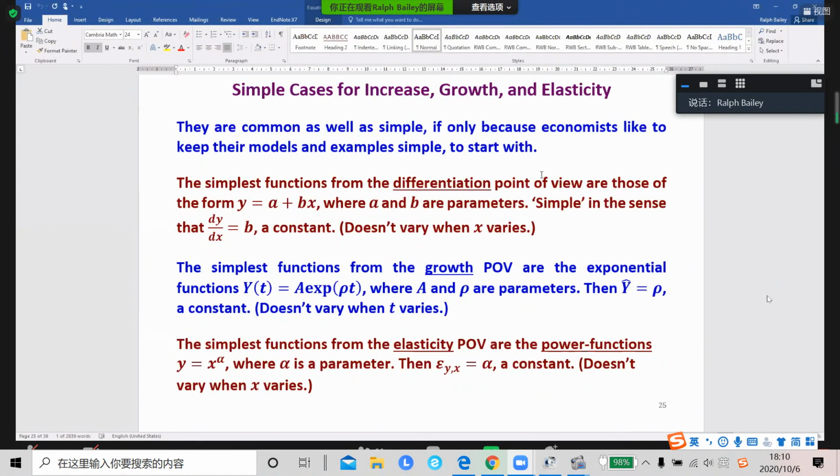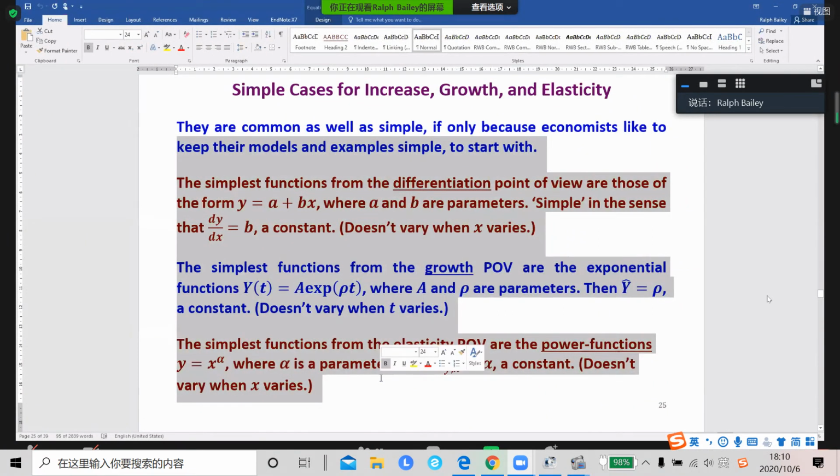And the simplest functions from the elasticity point of view are what are called power functions, where alpha is a parameter, a power of x. And then several of our examples show the elasticity doesn't change as x changes. So if you have those in your mind, especially the second two, they come up again and again, and will help you keep things simple. Help you solve things in a simple way if you spot when a case is simple.